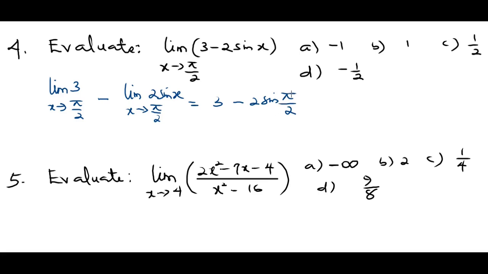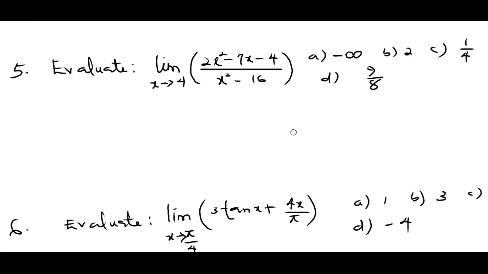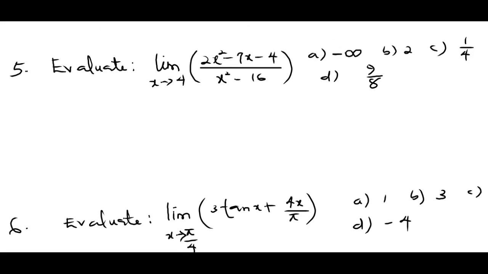In calculus, pi has the value of 180. That's 180 radian. 180 divided by 2 gives us 90. So this is 3 minus 2 sine 90. And sine 90 is 1. So 2 times 1 is 2. 3 minus 2 will give us 1. So the answer to this question is 1. Option B. Alright, we have question 5.